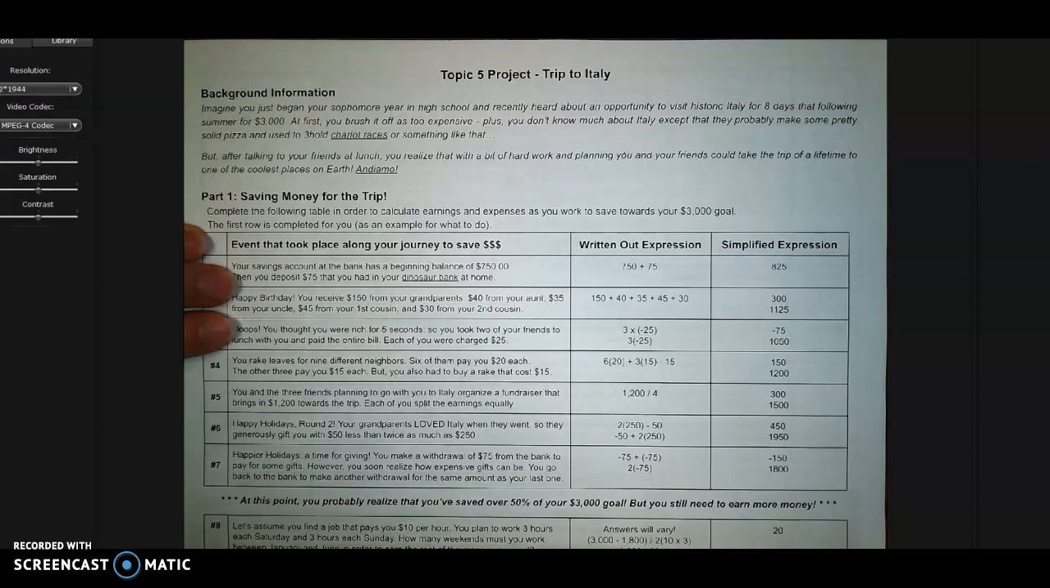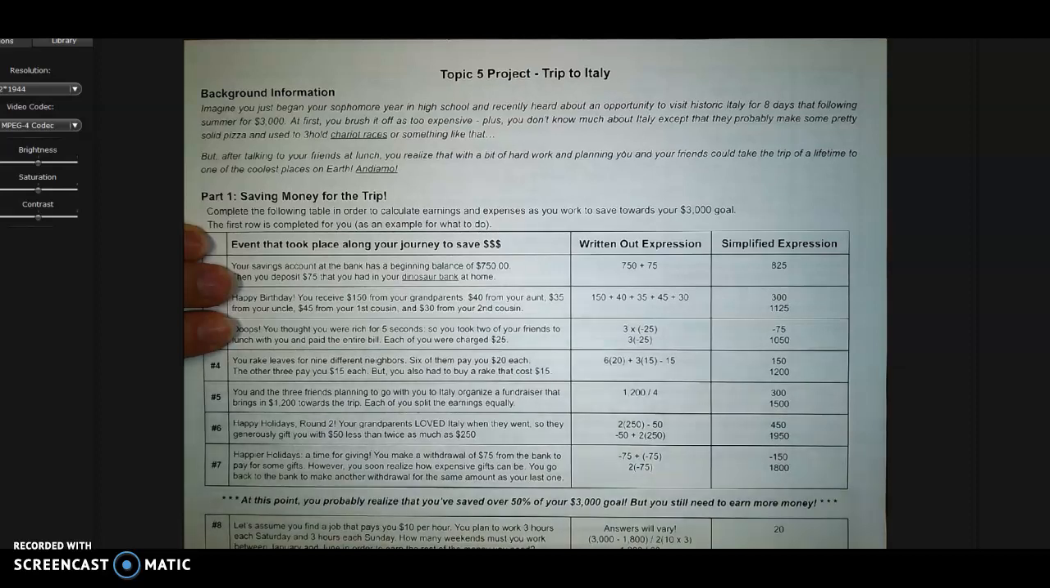Okay, I want to talk to you about the Topic 5 project trip to Italy and just go over what answers we were looking for, what some expectations were that we had, and let you kind of see if you missed some points, why you might have missed them.